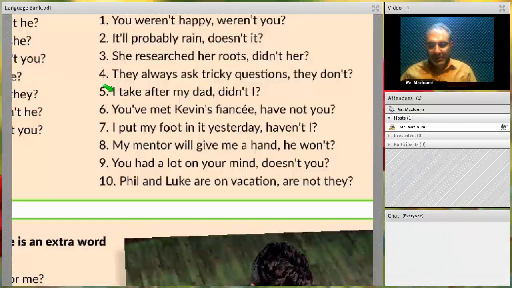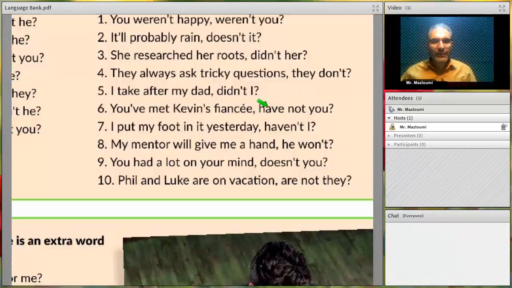I take after my dad. Take after means look like, resemble, be similar. Simple present. Don't I? Number 6. You've met Kevin's fiancée. Fiancée, everyone, means the woman you're going to marry. Fiancée with double E at the end. So you have met, haven't you? Remember, we always use contractions, short forms in tag questions.